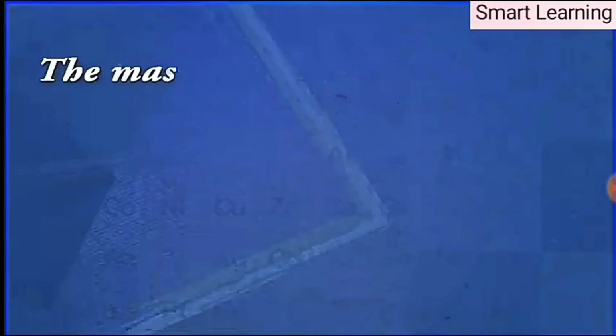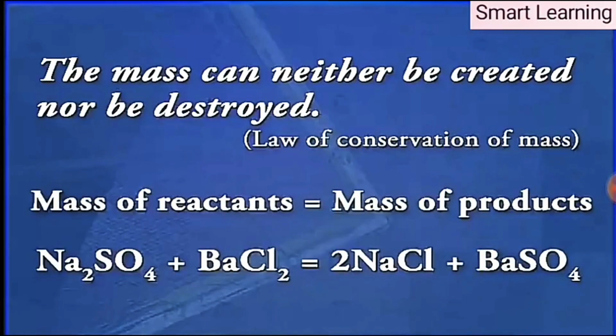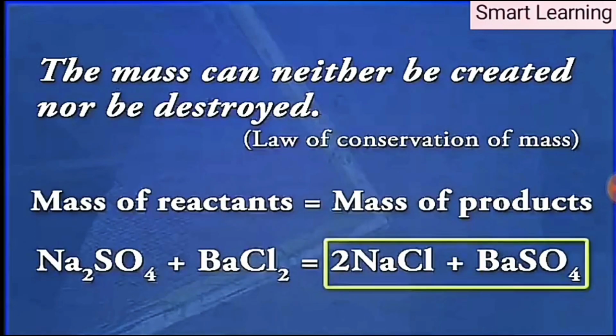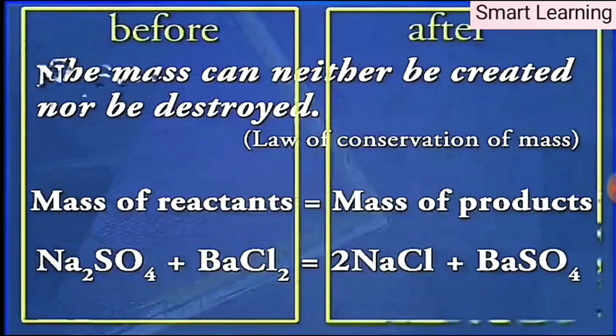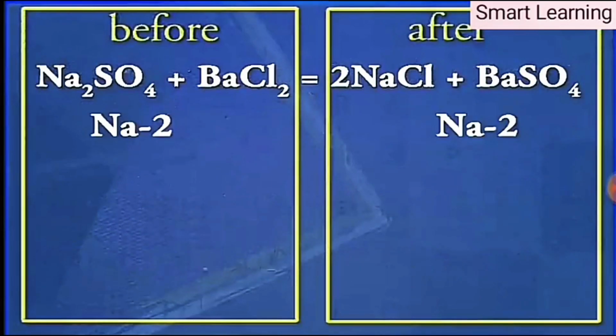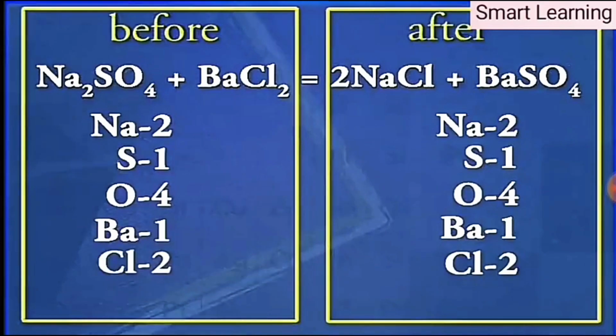According to the law of conservation of mass, mass can neither be created nor be destroyed in a chemical reaction. Thus, the total mass of the elements present in the products of a chemical reaction must be equal to the total mass of the elements present in the reactants. This means that the number of atoms of each element remains the same, both before and after the completion of a chemical reaction.